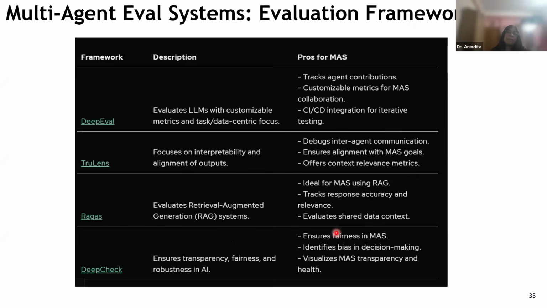Till now we have talked about how we can evaluate different agentic systems and their metrics. And these are the different frameworks available publicly that we can use to evaluate the agentic system, like DeepEval, which evaluates LLMs with customizable metrics and a task data-centric focus. We have TrueLens, which also focuses on interpretable alignment of outputs, Ragas, and Deepchecks.